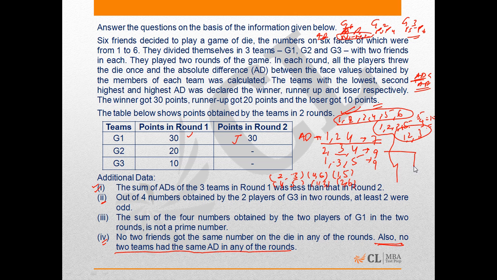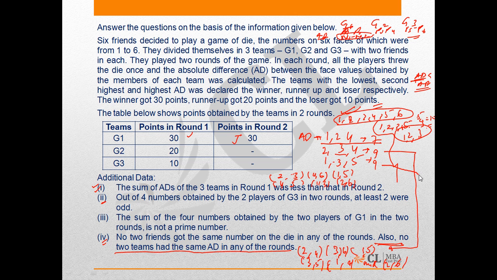Now coming to the second case, this is again possible in two ways: 2, 4, 3, 6, 1, 5. As 2, 4 will give a difference of 2, 3, 6 will give a difference of 3, and 1, 5 will give a difference of 4. And similarly 3, 5, 1, 4 and 2, 6.